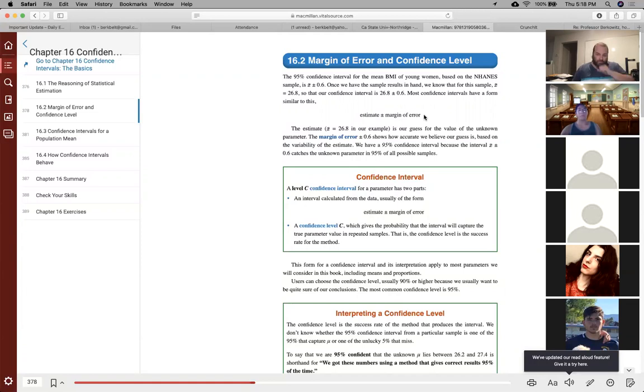First question. As you increase the confidence, will the interval get wider or will the interval get skinnier? Remember, the confidence is how confident you are that you caught it, that it's actually in there. As you increase the confidence, will the interval get wider or will the interval get smaller? What do you think?